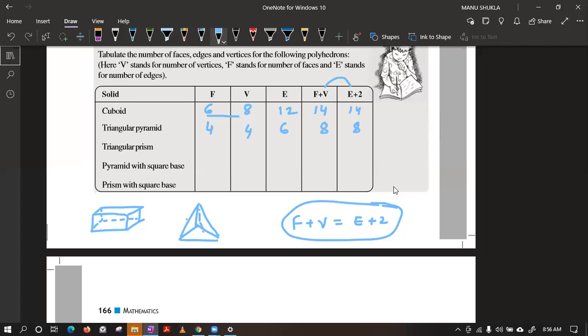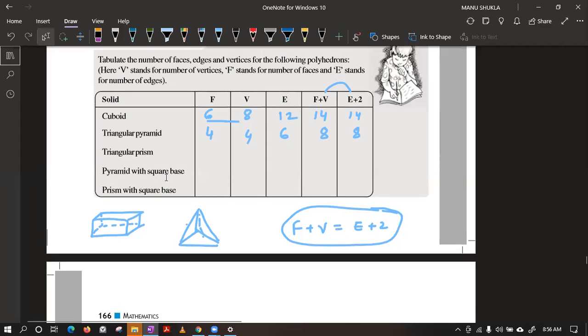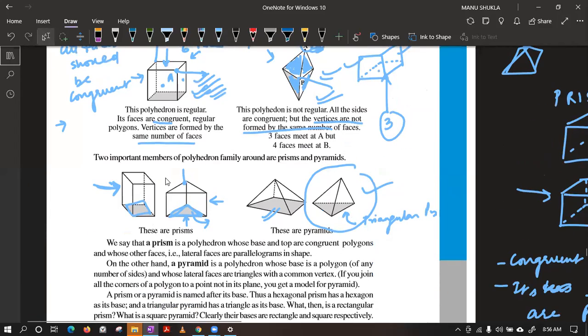Class, good. Now let's see triangular prism, that is this one. Let me erase this. Please see, this is your triangular prism. Tell me how many faces are there? How many faces are there? Top and bottom. Please find.